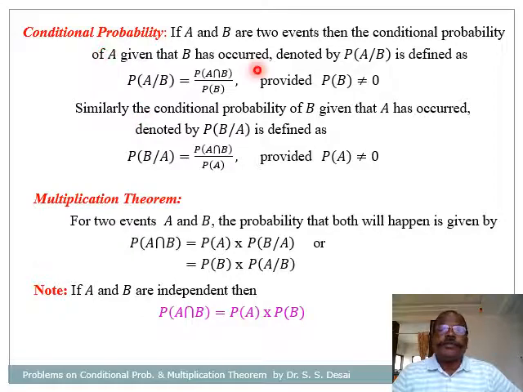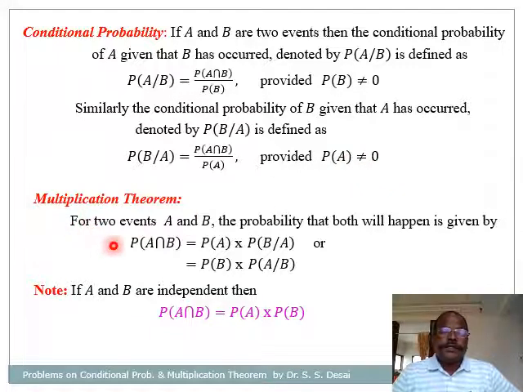This is the definition of conditional probability. The conditional probability of A given B is equal to probability of A intersection B divided by probability of B, provided probability of B is not equal to 0. So that means B is not an impossible event. Similarly, the conditional probability of B given A is equal to probability of A intersection B divided by probability of A, provided that A is not an impossible event.